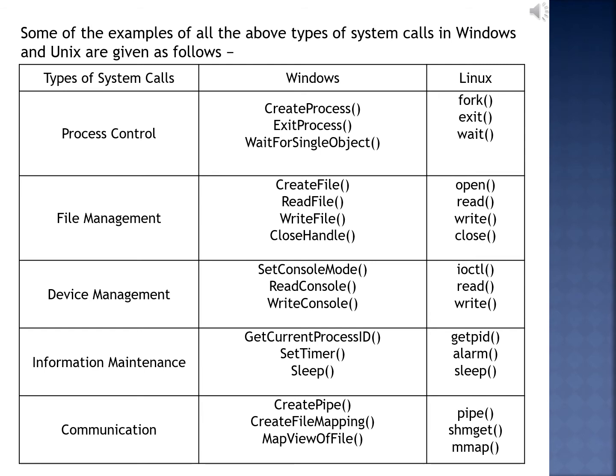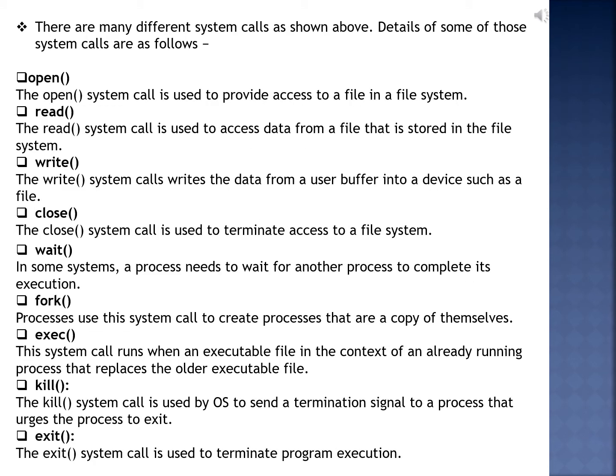For Windows, the system calls for communication are create pipe, create file mapping, map view of file, and those for Linux are pipe, shm get, mmap. There are many different system calls as shown in the table. Details of some of those system calls are as follows. The first one is open.